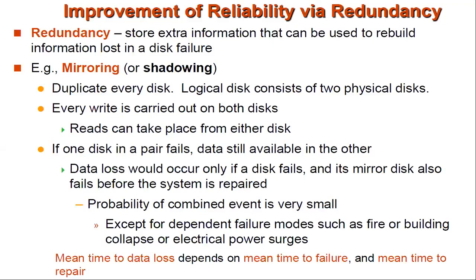When you are saving in 2 different disks, how are the read and write operations performed? The write operation obviously you have to perform on both disks, because you have to update your content on both disks, right? But at the time of reading the data, there is no need to read from both disks. You can restrict to only one particular disk. Reads can take place from either disk; you can take any one of the disks for reading.